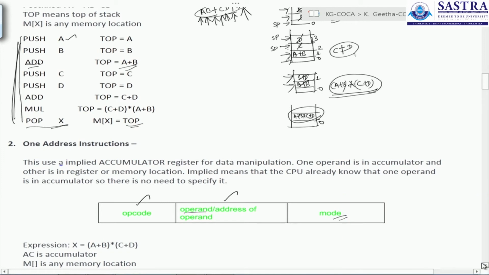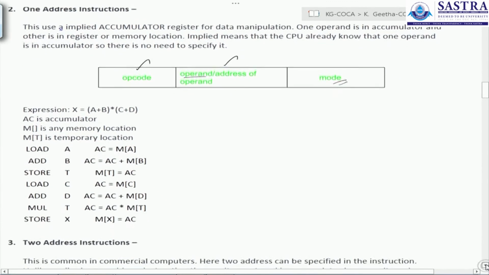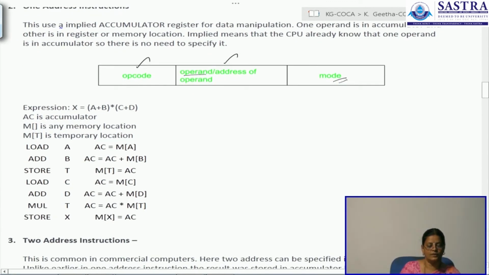Again we are going to take the same expression, and if it involves one address, how is the code going to look? Now here it is no more a stack, it is going to refer only to memory. AC is the accumulator, and M is any memory location, and M of T means some temporary location reserved. Now I have memory, and it is not a stack, it is going to be organized in first in first out fashion, whereas in a stack it is LIFO, here it is FIFO.